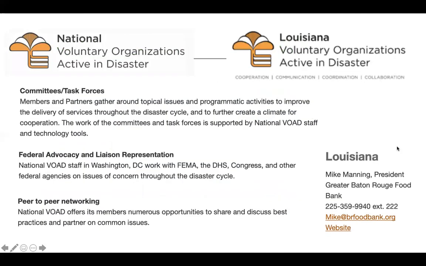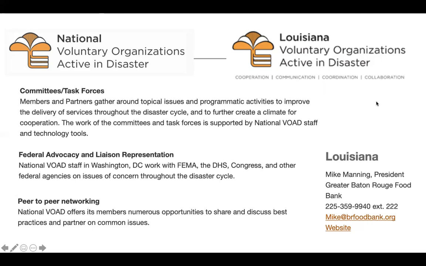So VOADs. These are voluntary organizations active in disaster. There's a national chapter, and then there's state-specific chapters. I highly recommend looking into becoming a VOAD if it's within your mission and ability and interest. If not, that's not a big deal. Not every agency is meant to respond, but there are a lot of support mechanisms in place for those of you who want to be involved in a VOAD, and I highly recommend checking out their meetings.